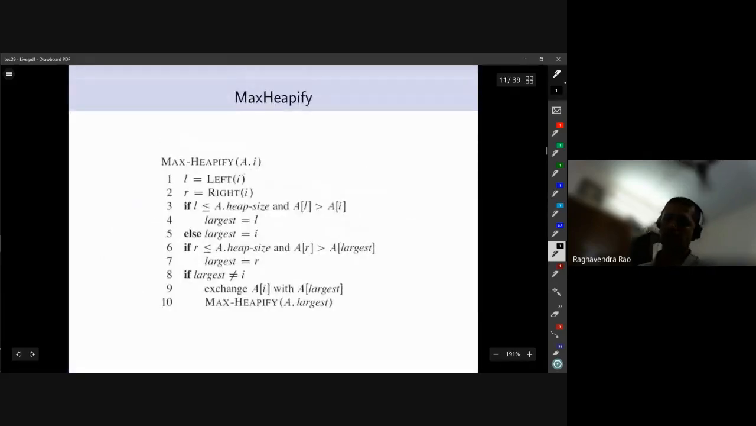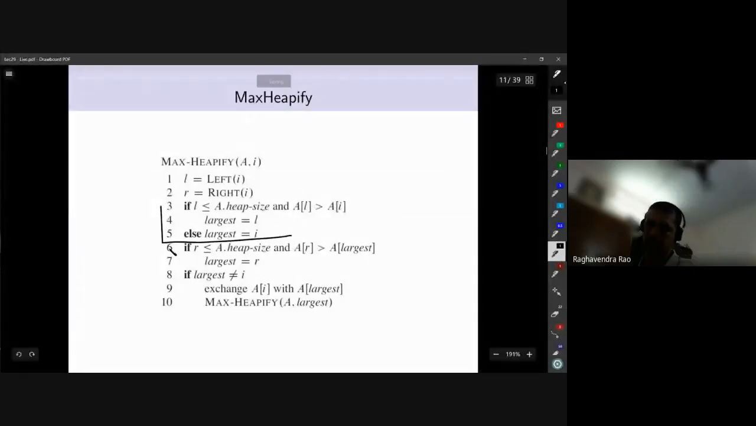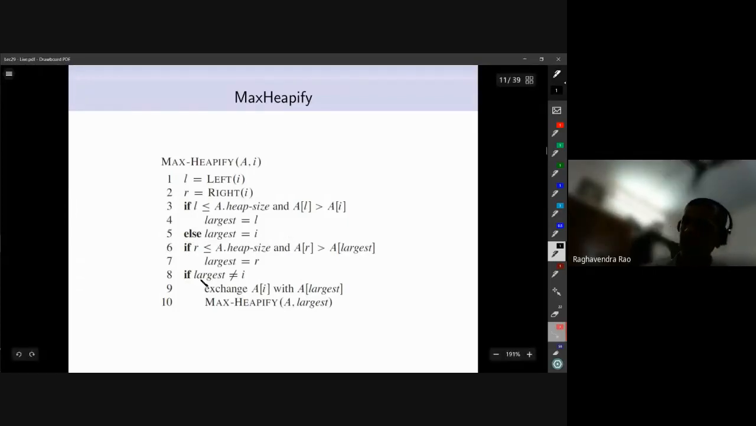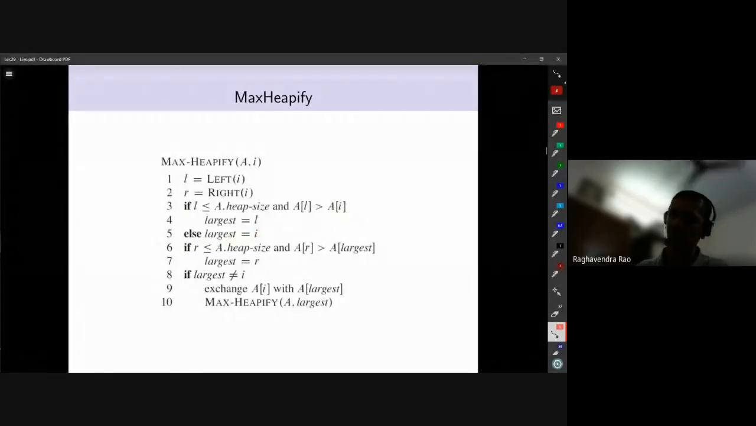So let's look at it. Let's ignore these corner cases for now. This is a fairly optimized procedure. So let's ignore this boundary size portion. If array of L is greater than array of I, then you take largest as L, else you keep largest as I. So among the left child and the node I, after step 5, largest holds the index of whichever value is largest. It's like computing a maximum, it's the same thing.